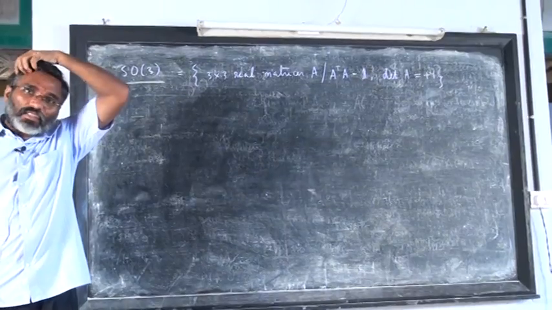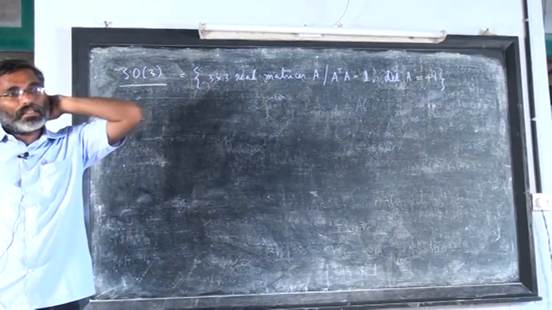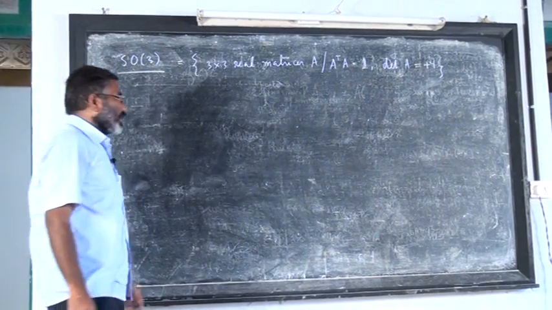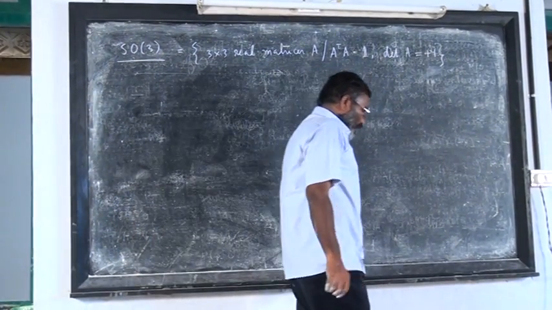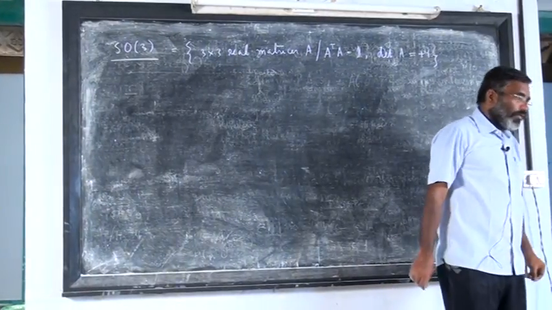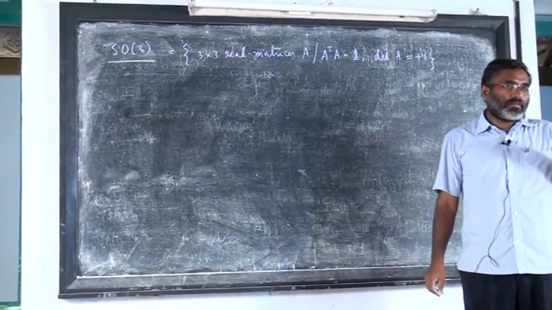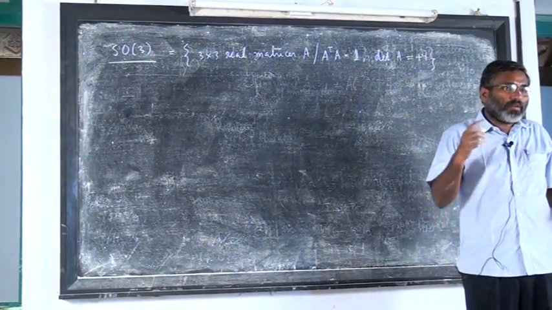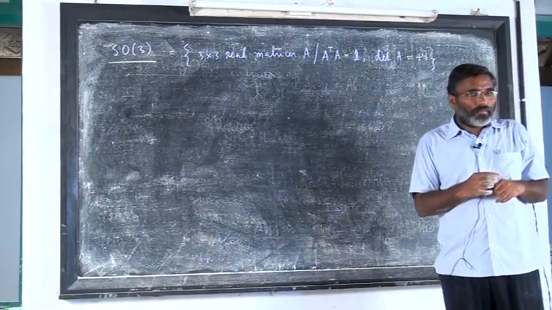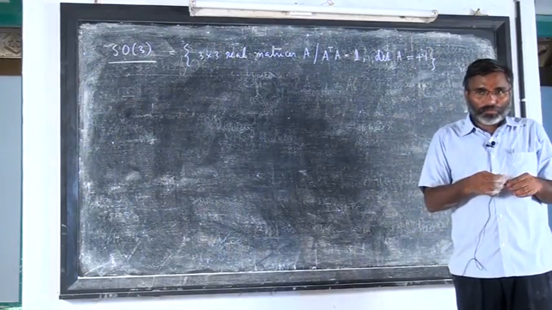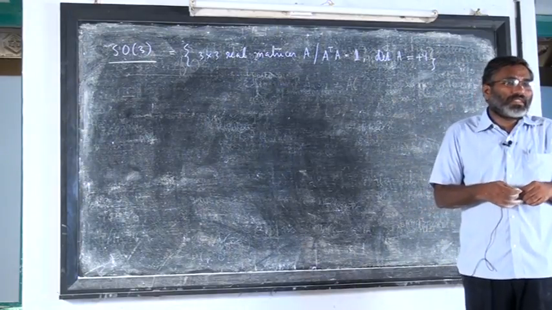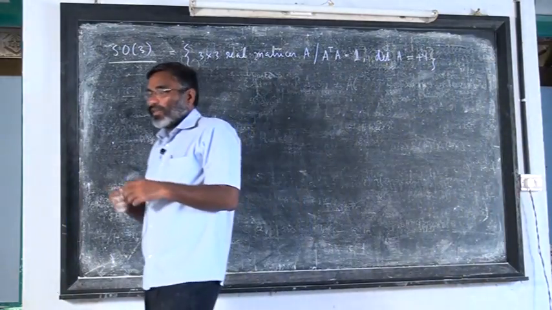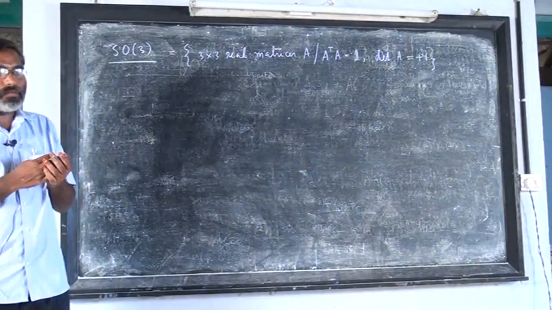Now how do we represent this matrix? A general 3 by 3 matrix. How many parameters are required? We require 3 parameters. In the previous case, SO2 required only one parameter. O2 also required only one parameter, whereas SO3 requires 3 parameters. Now how to choose these parameters? There are different ways in which you can choose.